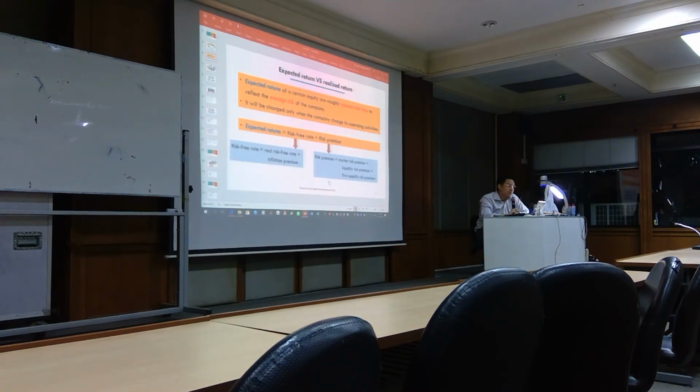Therefore, if you go back to this slide, we say that the expected return of every security will come from the risk-free rate and risk premium. We can also decompose this equation into RF star plus inflation premium plus other risk premium. We can also write it like this: real risk-free rate plus inflation premium plus risk premium.